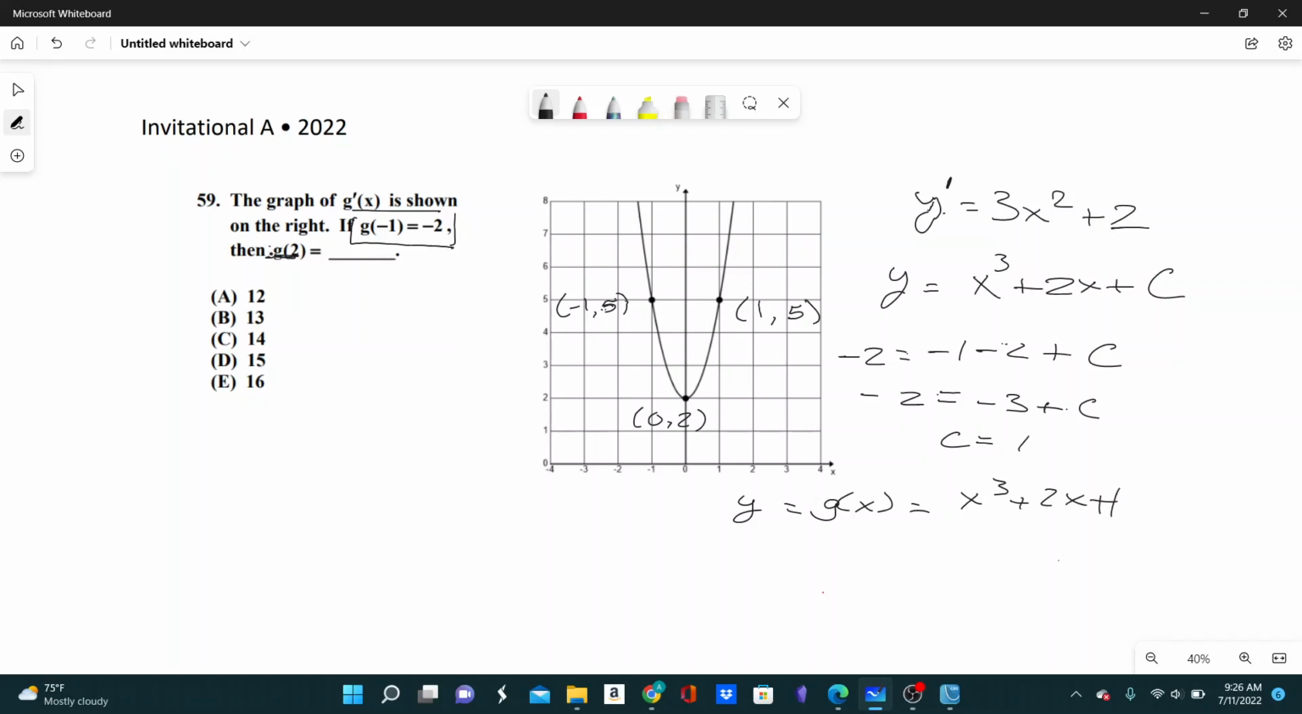And then g of 2 right here, g of 2 would just be 2 cubed plus 2 times 2 plus 1. Well, 2 cubed is 8, 2 times 2 is 4, and then plus 1. So 8 plus 4 is 12, plus 1 is 13, and that is answer choice B.